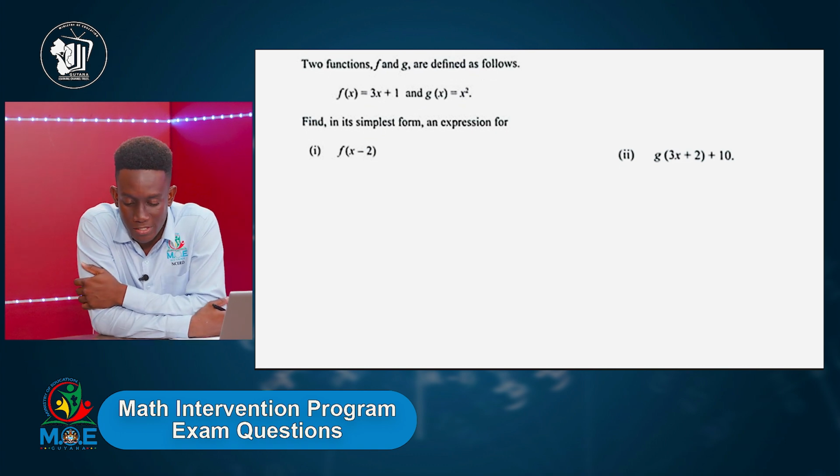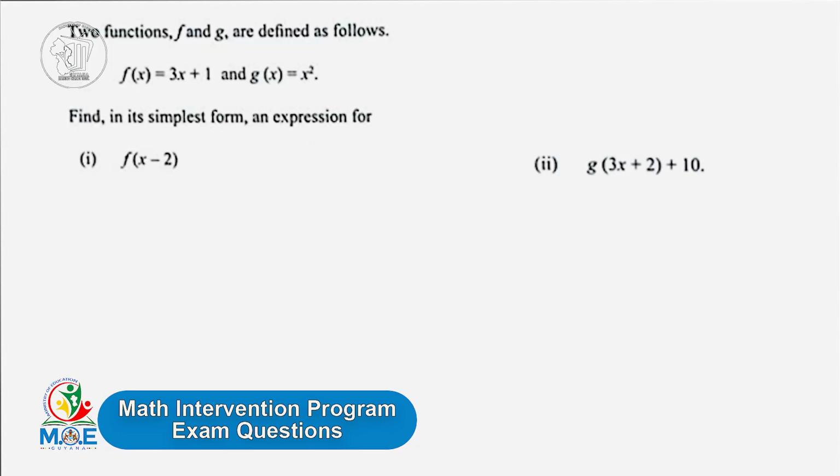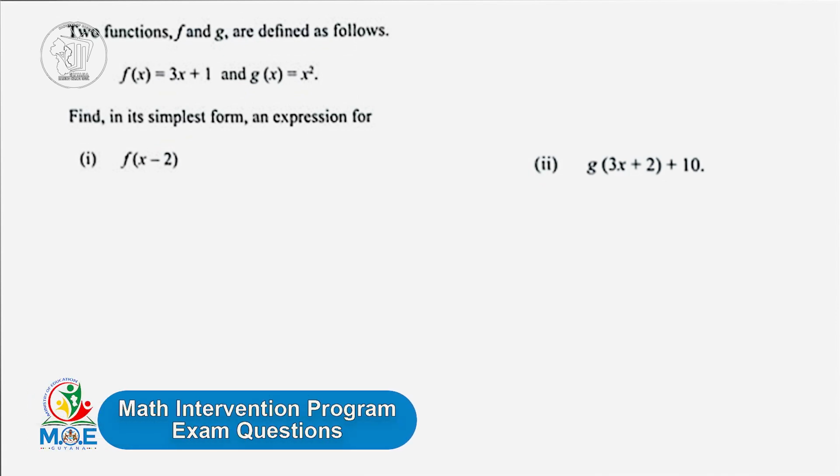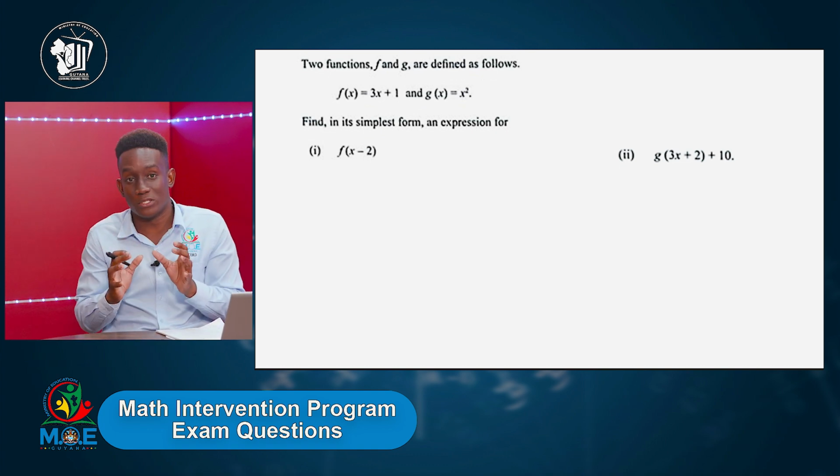This one says, two functions f and g are defined as follows. f of x is equal to 3x plus 1 and g of x is equal to x squared. So the first one, they say, find in its simplest form an expression for f of x minus 2.